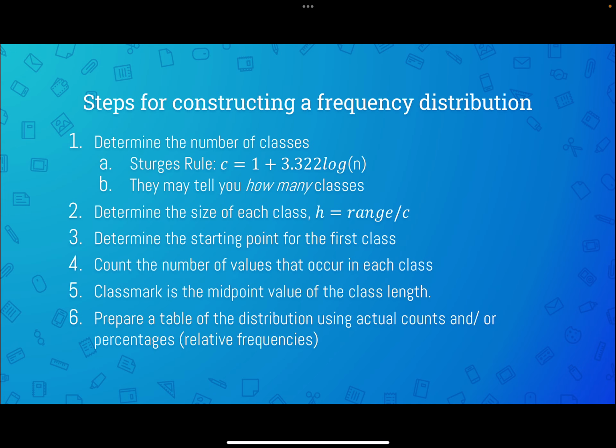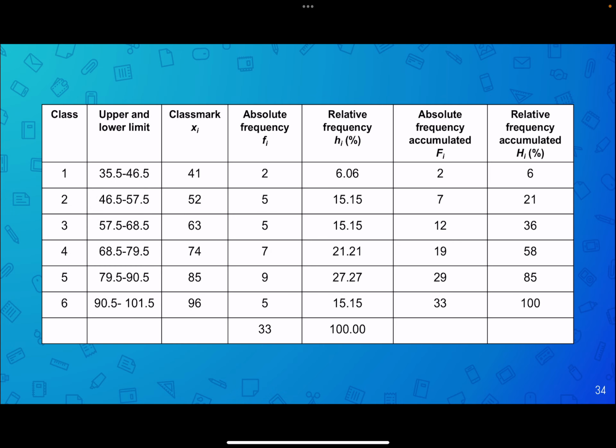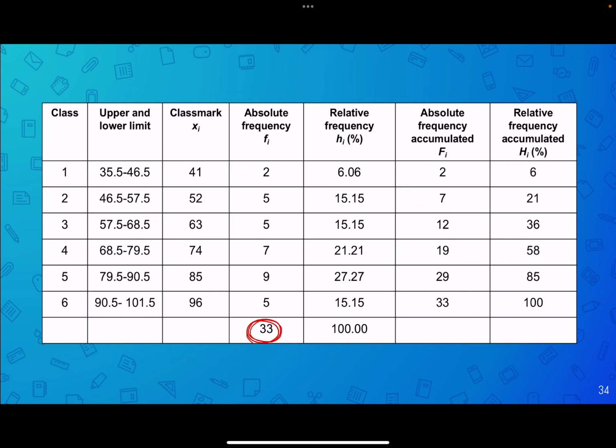So what is a frequency distribution table? Let me show it to you before we go to the steps. You might have seen some tables like this. So this is what we're talking about. We have 33 data values, and instead of seeing the list of the 33 data values, we have already presented it like this in a table. Okay, so let's see how we can construct a table like this.